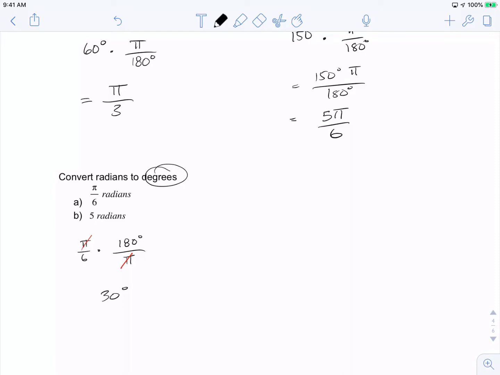Now, for the next problem, it's actually a very good one. We see we have 5 radians. We want to go to degrees, so we're going to go 180 degrees over pi. That's going to multiply to be 900 degrees over pi. And then when we use our calculator to divide it, we see it's 286.48 degrees. It's almost a full revolution around our circle. Okay.